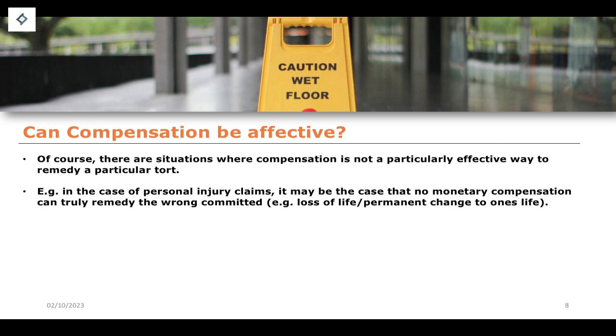But for example, in the case of personal injury claims, it might be the case that in reality there's not that much monetary compensation that can truly remedy the wrong which was committed. So if something leads to the loss of life or permanent change to one's life, permanent brain damage, for example, a loss of a limb, all of these things, you can't rectify that with a particular financial sum. So taking monetary compensation, taking a financial sum and trying to apply that to every single type of case within the law of tort may be difficult to do.